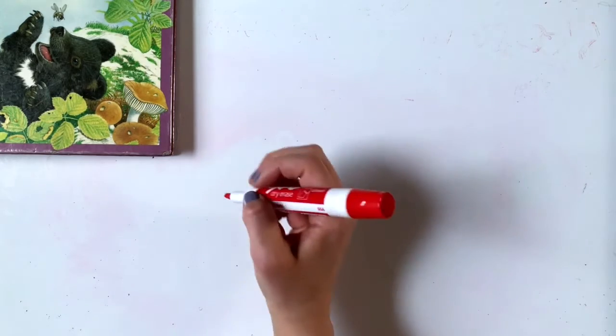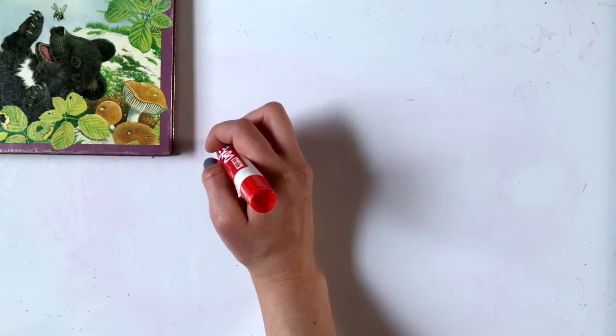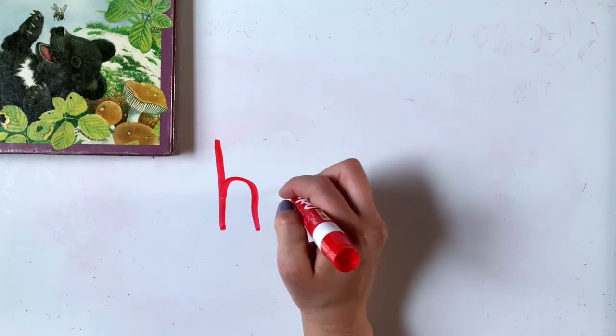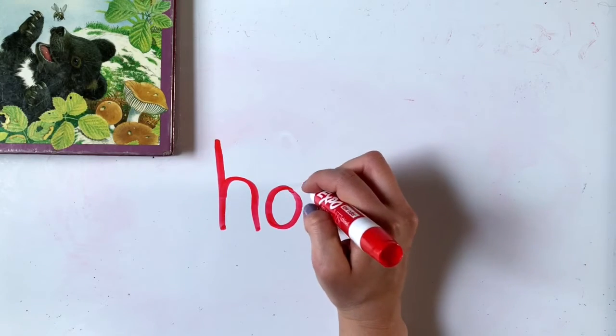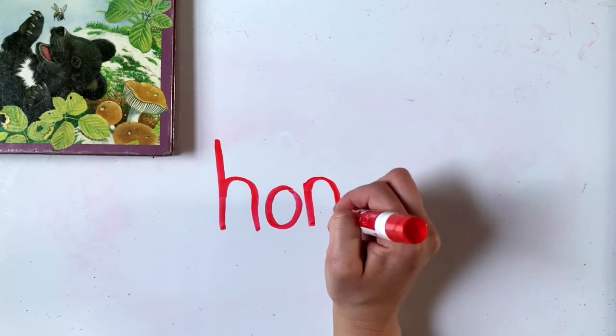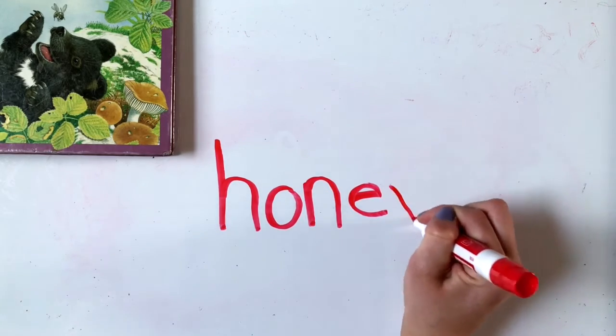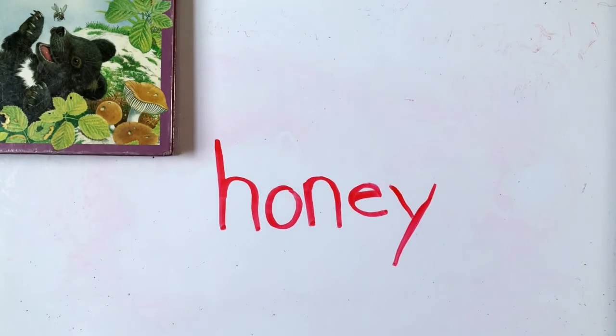Okay, so in the story, Bobby was trying to find honey. That was kind of the mission throughout the story. So let's practice writing the word honey. H, O, N, E, Y. Honey.